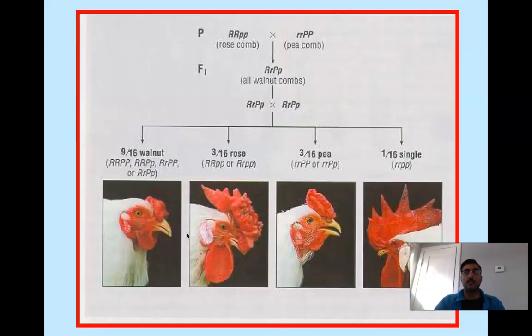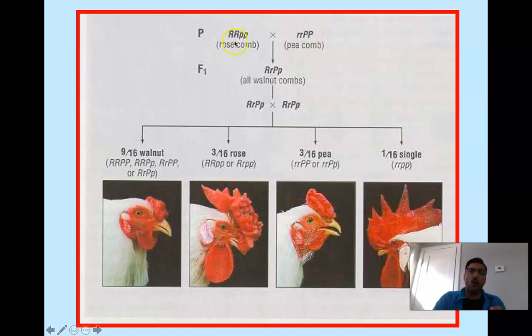Let's cruise. So here's some examples. Let's say I crossed a big R, little p, rose comb chicken with a little r, big P, pea comb chicken. What would I get?